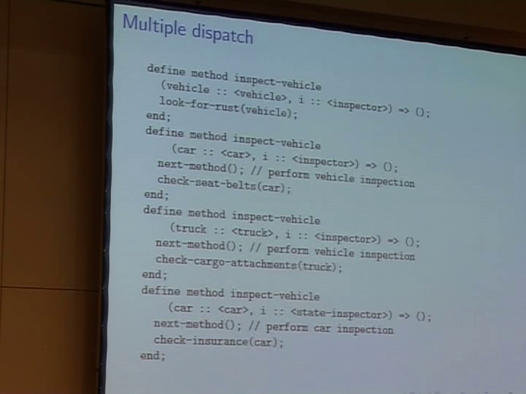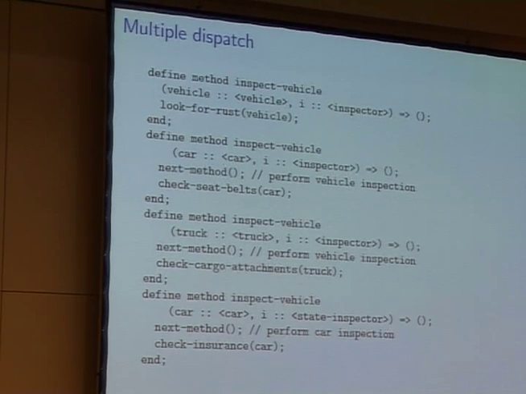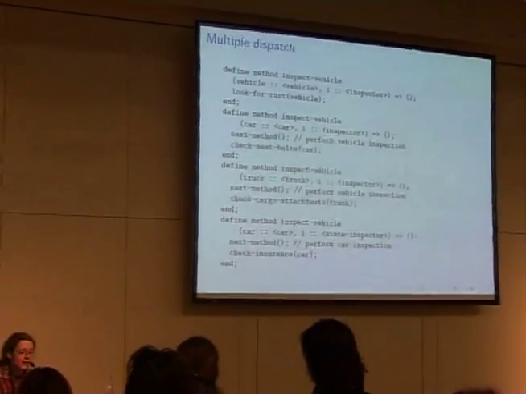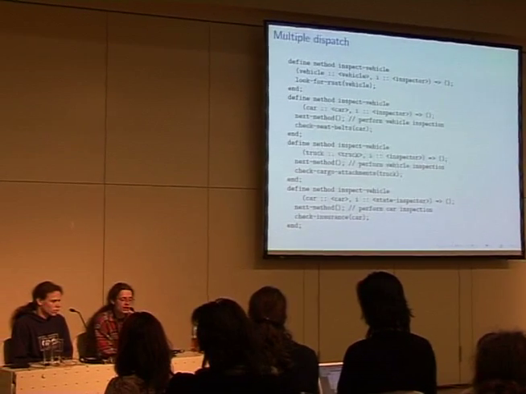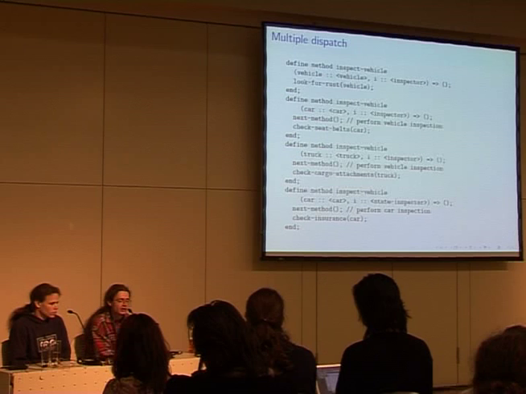So in that instance here, the most generic case is a vehicle and an inspector. And if the vehicle is a car, it first calls next method and then additionally performs additional checks. And the same for trucks. And you see that you can basically write down a method for all possible permutations of arguments passed to that function.